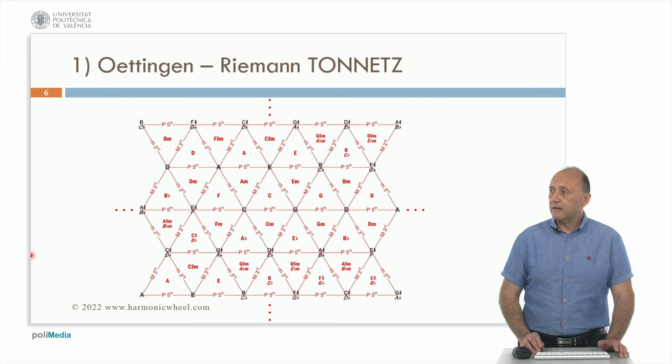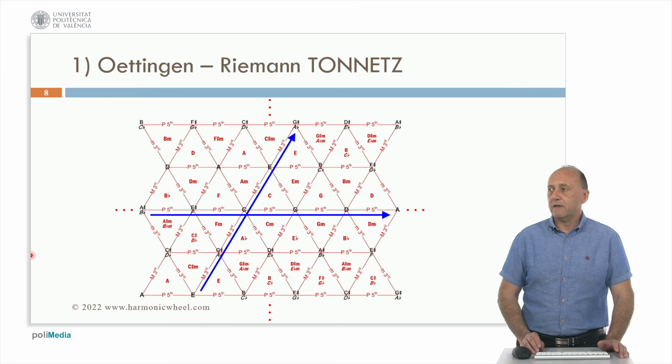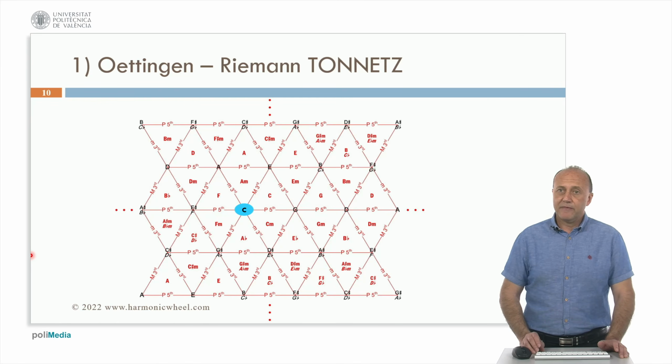of the triangles, here printed in black. In the horizontal direction, we have the perfect fifths intervals. In this oblique direction, we have the major third intervals, and in this oblique direction, we have the minor third intervals. If we consider the notes at the vertices of any triangle, for example here C, E, G, we form a consonant chord, in this case C major, which is printed in red at the center of the triangle.